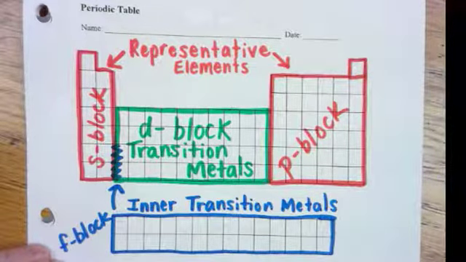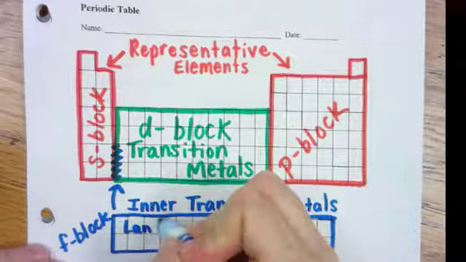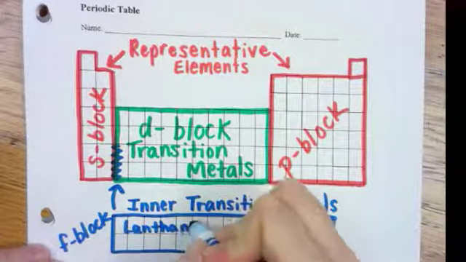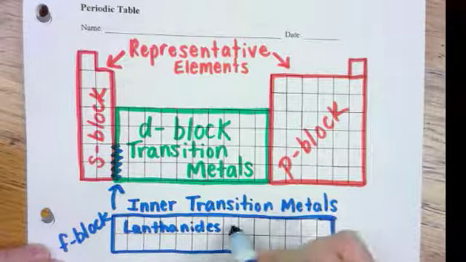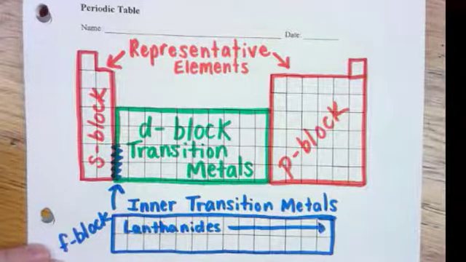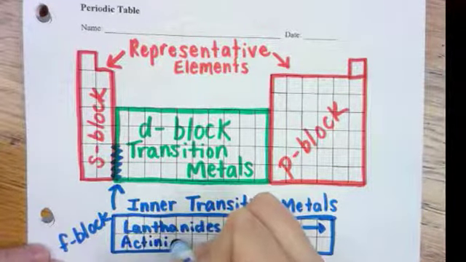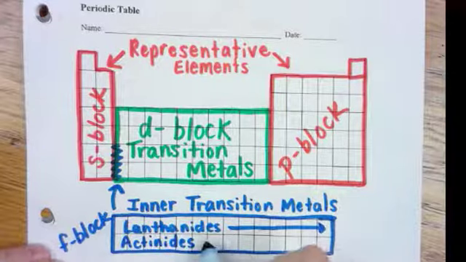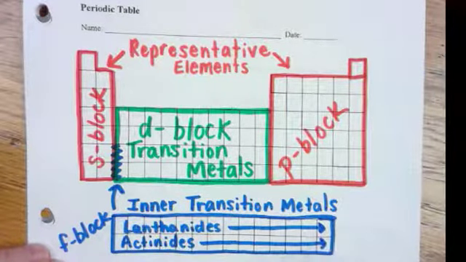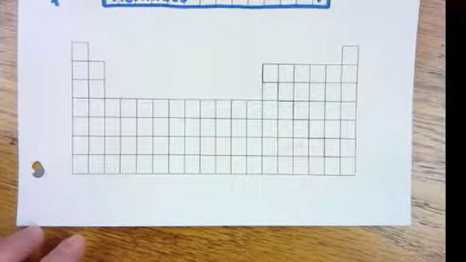And they're made up of 2 different series of elements. The lanthanides, named after the first element in that row, lanthanum, and the actinides, named after the first element in that row, actinium. Here you have the 3 sections of the periodic table. Let's pause for a minute and switch to the periodic table at the bottom of this page.